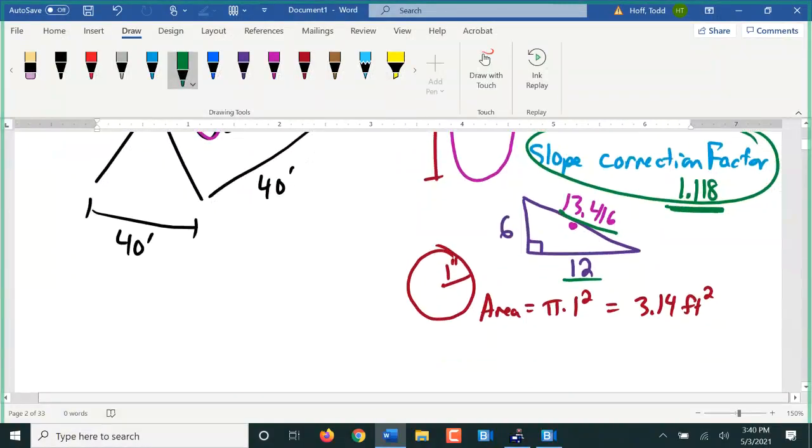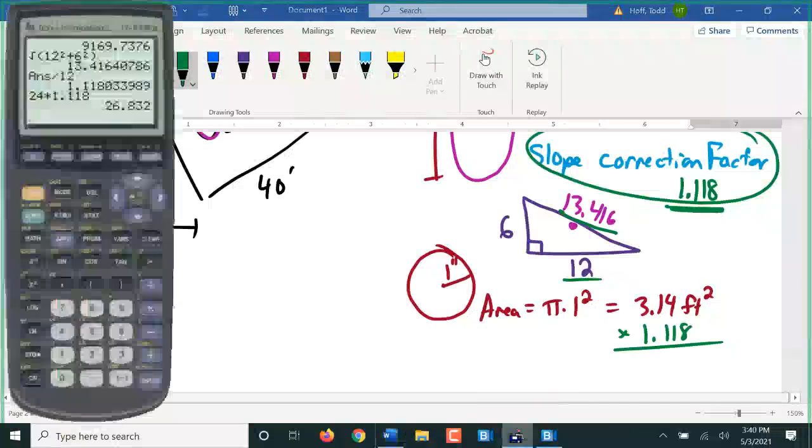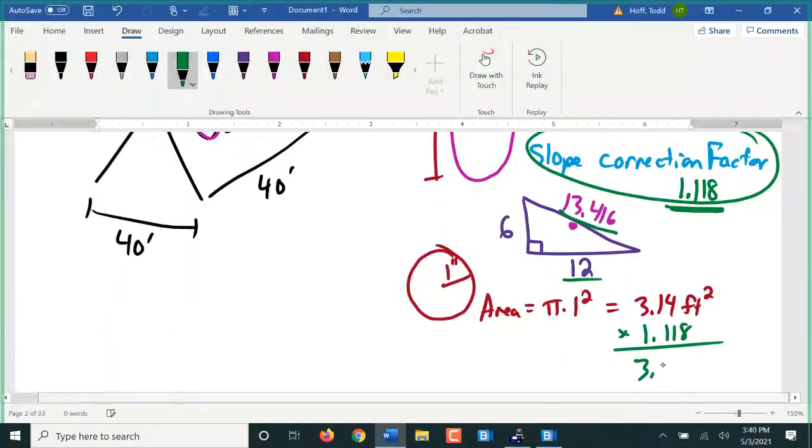That would be the area if you were looking at the chimney straight from above, but it's on the slope. So the area, you can take that 3.14 times your slope correction factor, times 1.118. It actually is 3.51 square feet that it cuts out of the roof of the house. That is the area that the chimney cuts out of the roof.